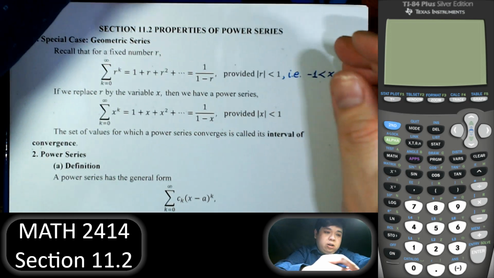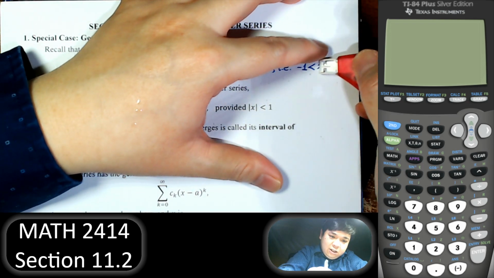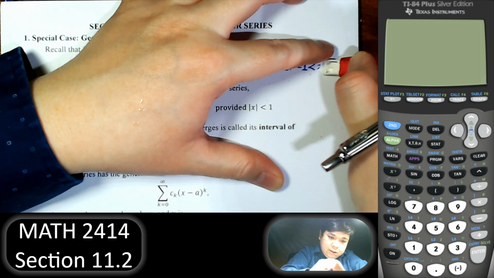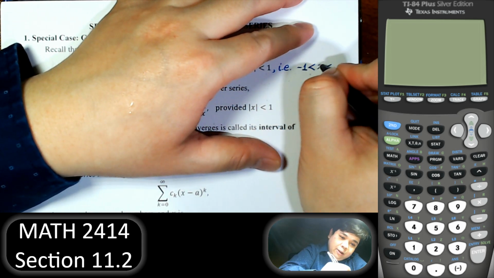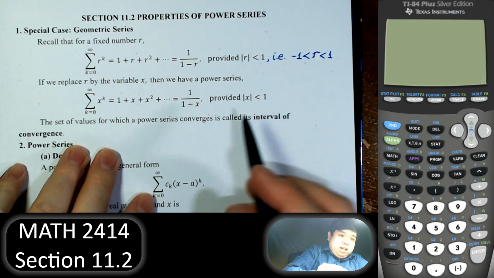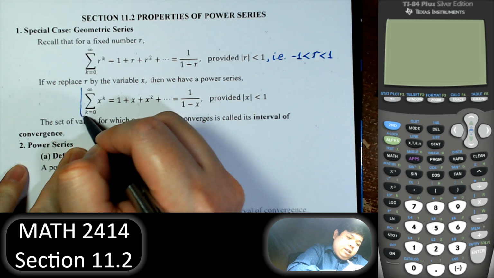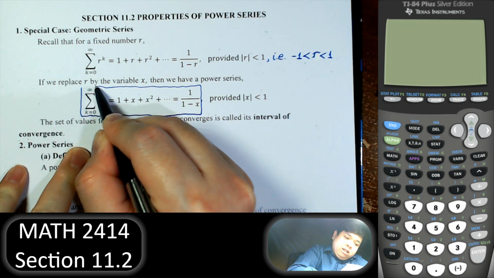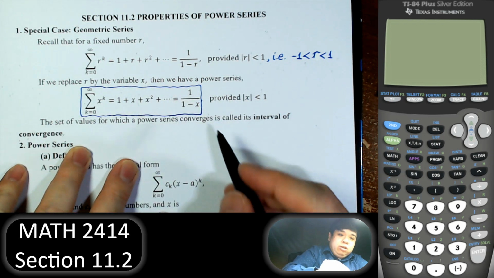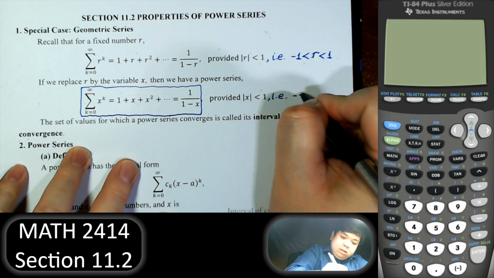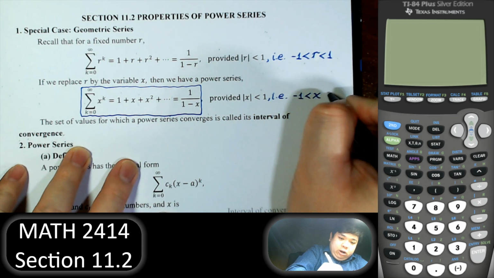And that is r, not x. Now if we replace r by x, then the series of all the powers of x from 0 to infinity is given by this, where x is between -1 and 1.